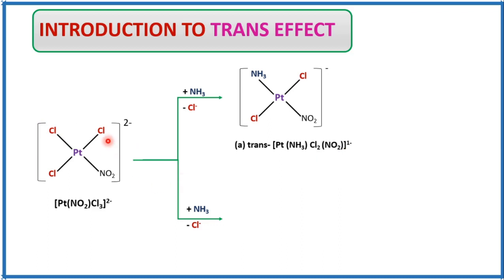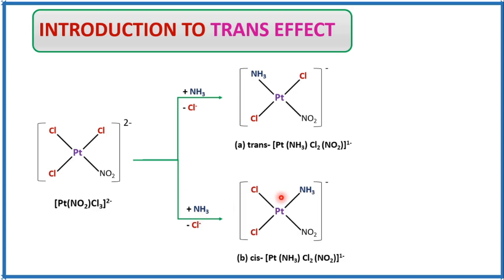And again there is another possibility, as we have discussed. If one of these two is replaced by ammonia, we get a cis complex, because in the resulting complex the two chloro groups are on the same side. Therefore this is a cis complex. So there are two possibilities, getting the trans and getting the cis complex. But in reality, only this product is the real product which is going to be formed.